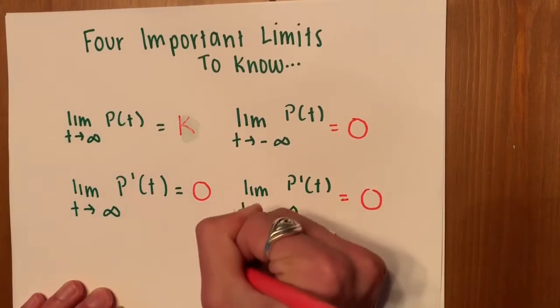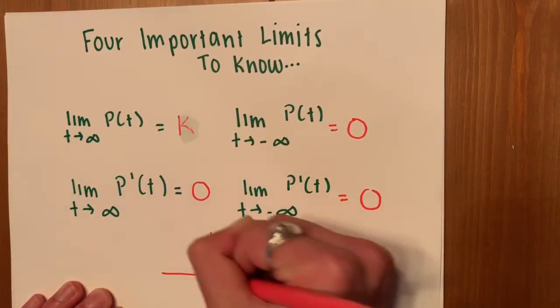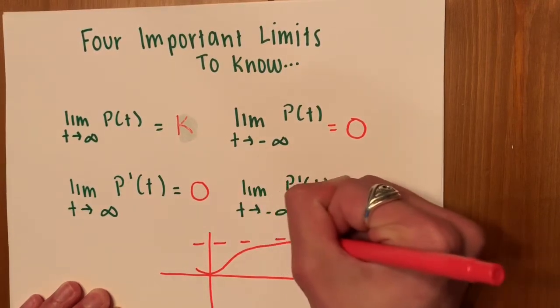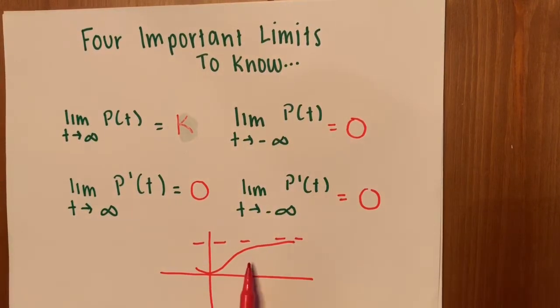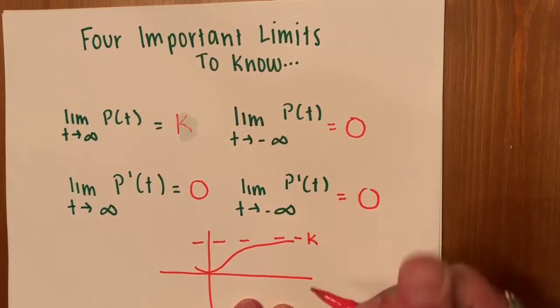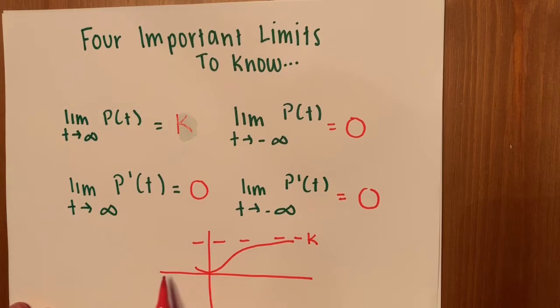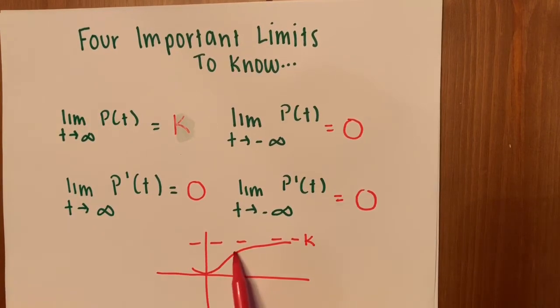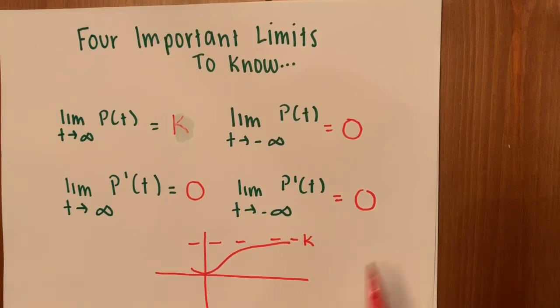We know that in a graph that represents logistic growth, P(t), as it goes to infinity, gets closer and closer to the carrying capacity. As it goes to negative infinity, it gets closer and closer to 0. And as you guys can see, the slopes are getting smaller and smaller each way, so those both approach 0.